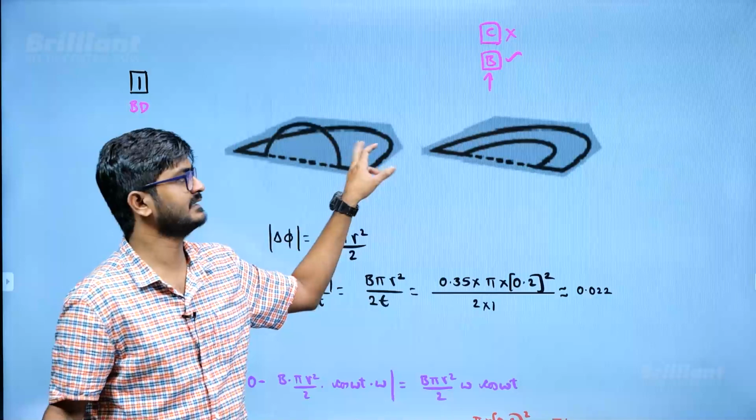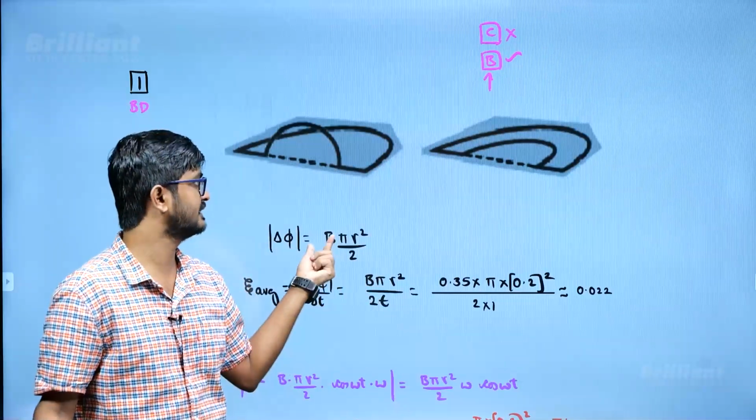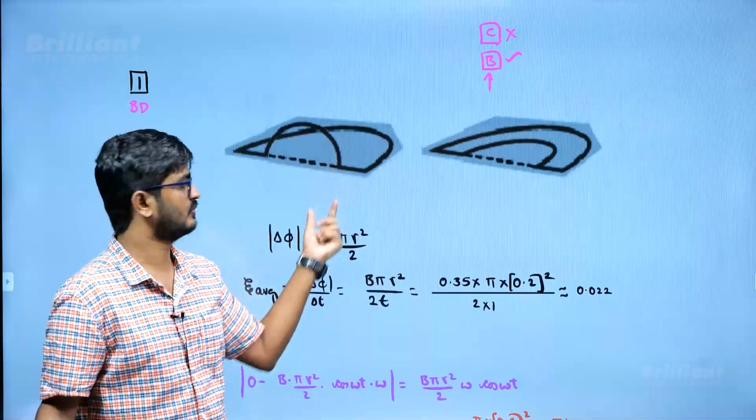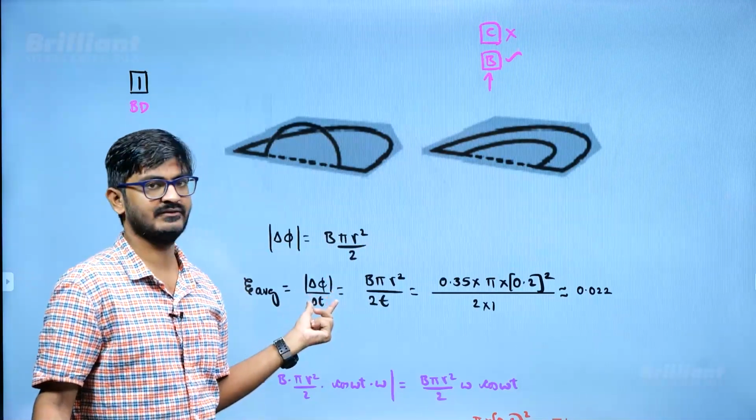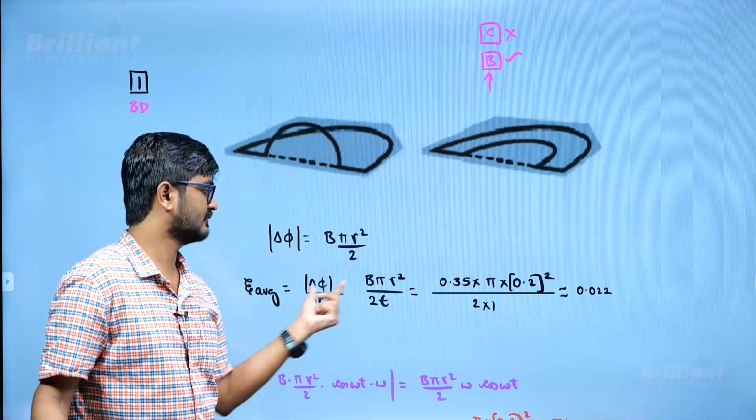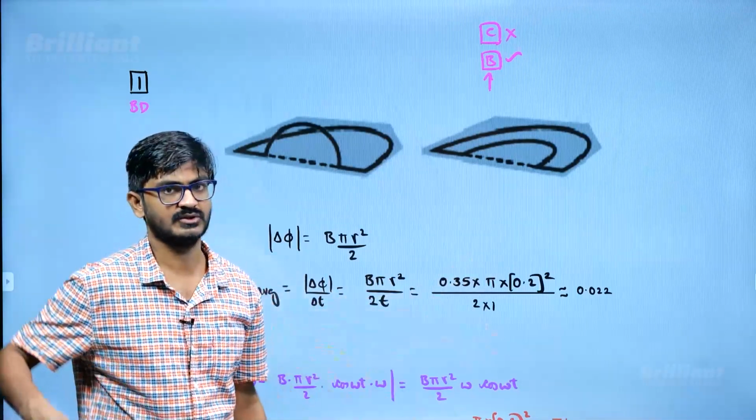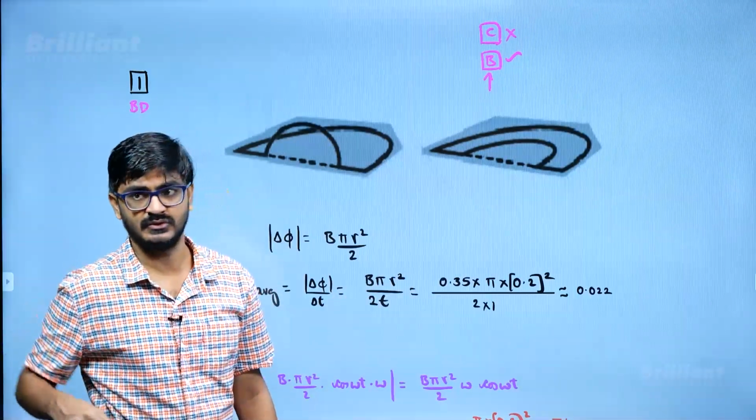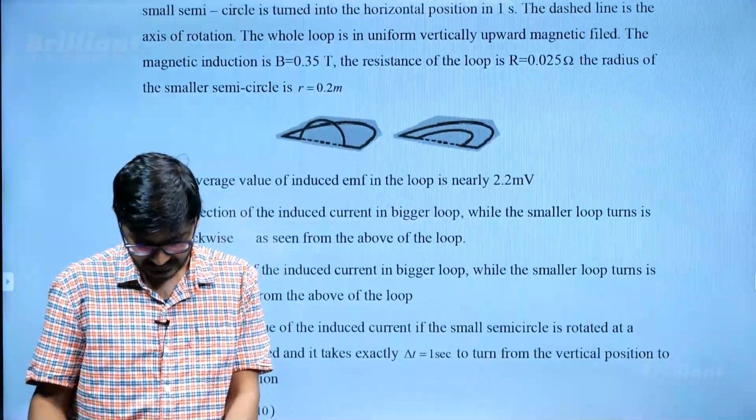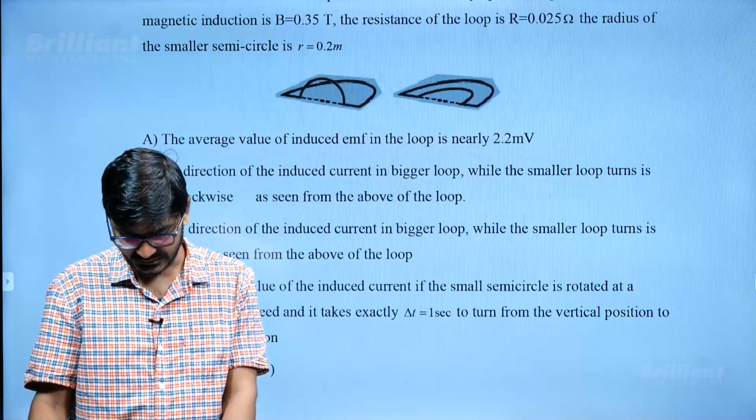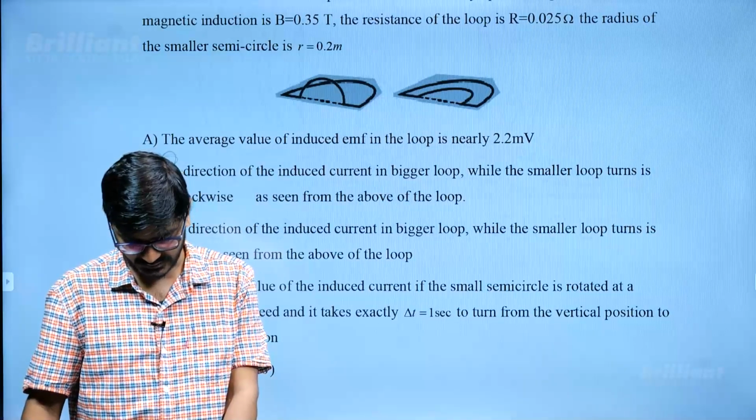So magnetic flux change is going to be magnetic field into change in area. Change in area is how much? Area of that smaller loop, pi r square by 2. So this will give you change in flux. Change in flux by time taken will give you average EMF. So when you substitute the values, you will be getting almost 0.022 volts, right?